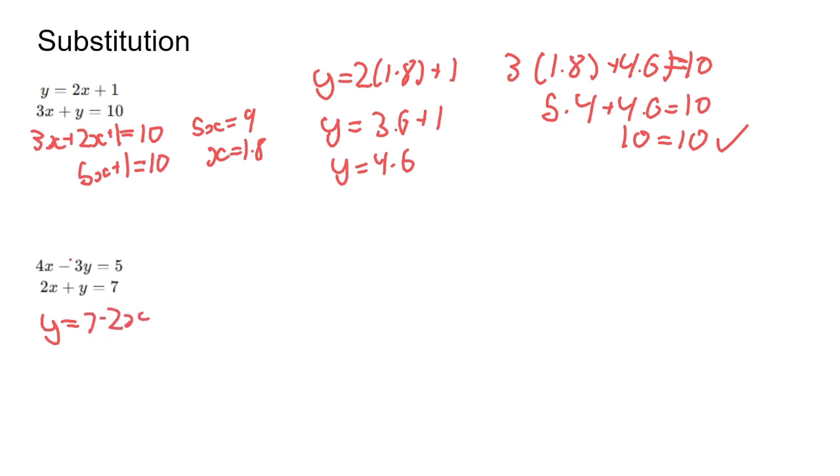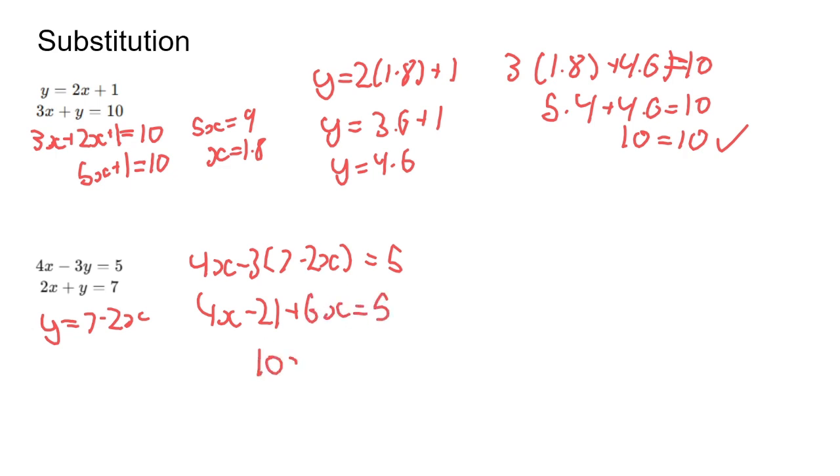And now we know this, we can substitute that back into this equation. We can say 4x minus 3 times 7 minus 2x equals 5. And then we can expand these out. 4x minus 21 plus 6x, make sure you remember minus times minus equals plus, equals 5. And then if we simplify that, 10x minus 21 equals 5. 10x equals 26. And x equals 2.6.